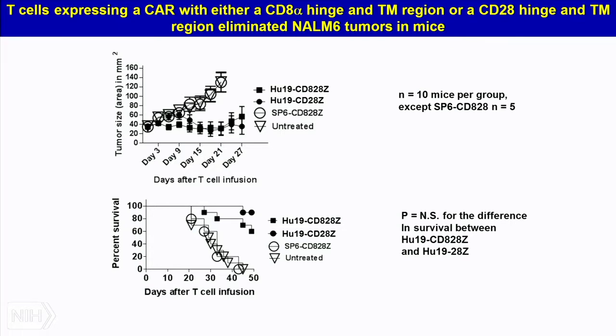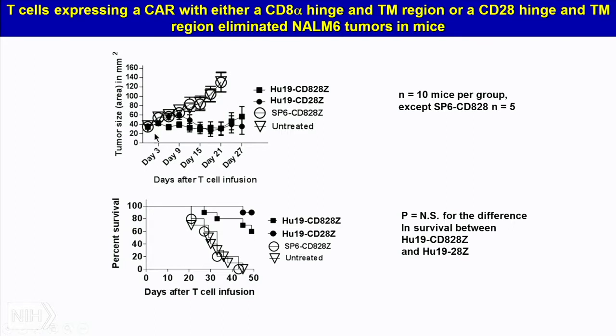So despite the weaker activation stimulus, the Hu19-CD828Z CAR T cells can still eliminate tumors from mice. You can see here mouse tumor size. We implanted tumors in immunocompromised mice. So we put human tumor cells in immunocompromised mice and then treat the mice with CAR T cells alone, no other treatment. Because these mice are already immunocompromised, we don't give them any chemo.